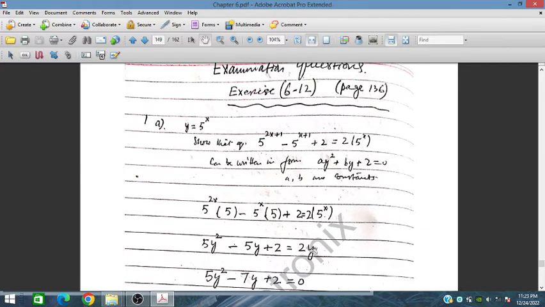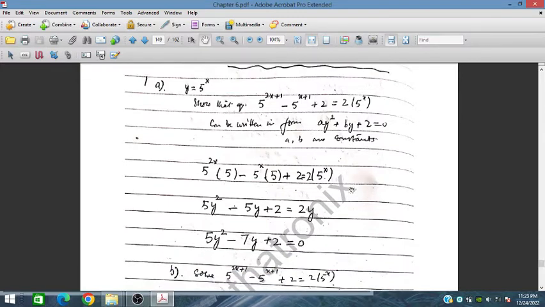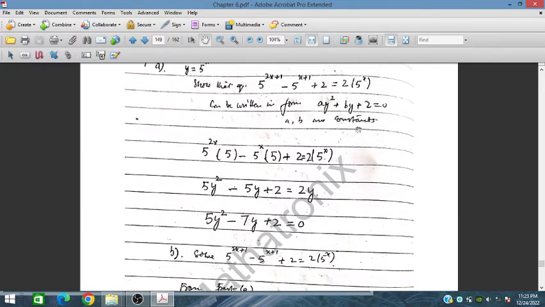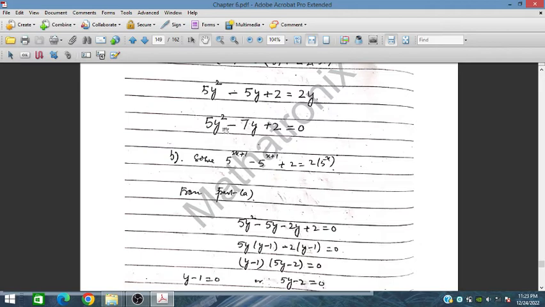We shift this 2y to the other side. So this is 5y squared minus 7y plus 2, where b is minus 7 and a is 5. Now solve part b. We have to find the solution. From part a, we can see that this is equivalent to 5y squared minus 7y plus 2 equals 0.